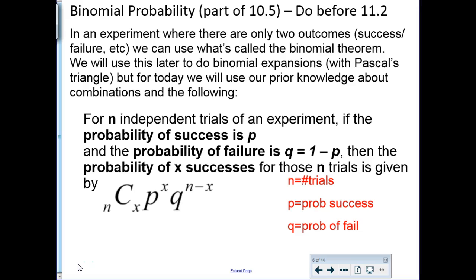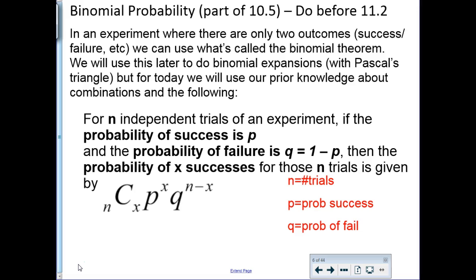It says something about later doing binomial expansion with Pascal's triangle. That's kind of, I think that's a lie. I don't think we're going to get to that. Sorry. But maybe. We're not really sure. We haven't mapped out the rest of the semester yet. So to be continued, let's say that.